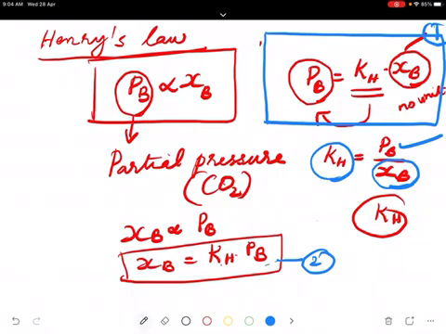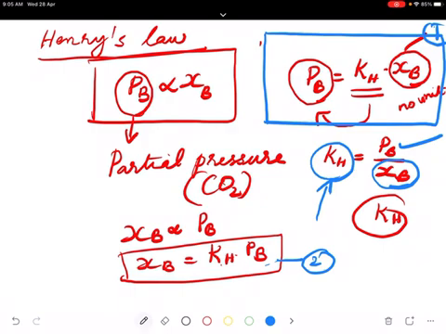Every gas has a typical KH value. As KH value increases, solubility decreases. This is the relation. What is the significance of KH? You can check the KH values of different gases. As KH value increases, solubility decreases.